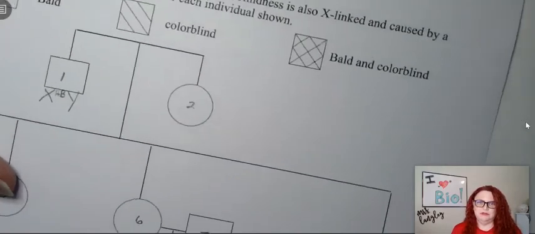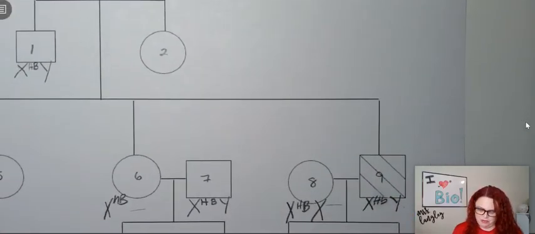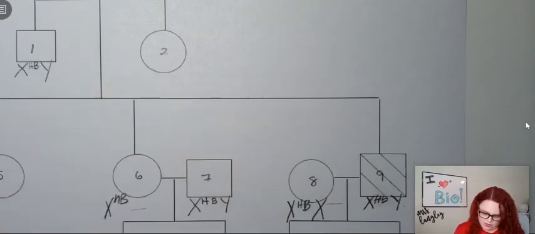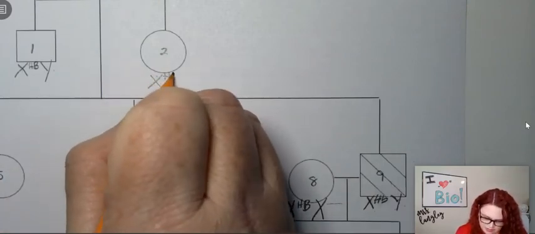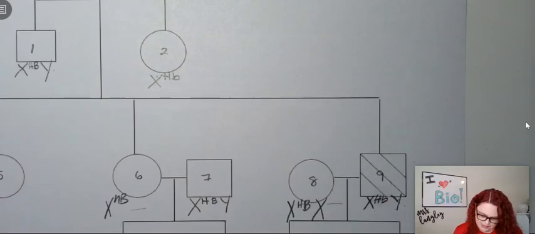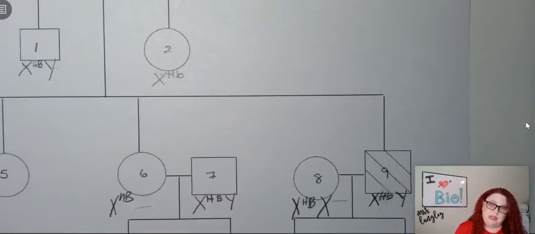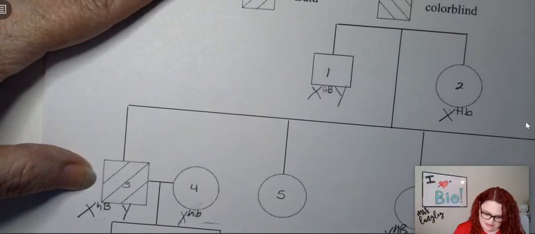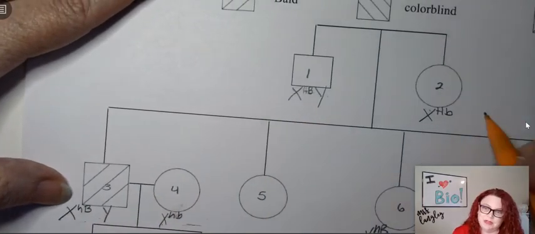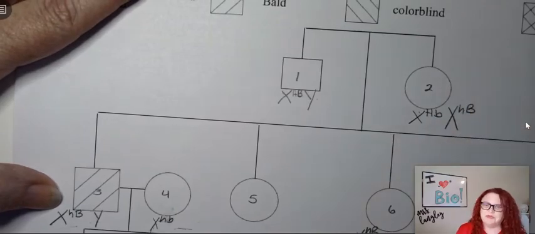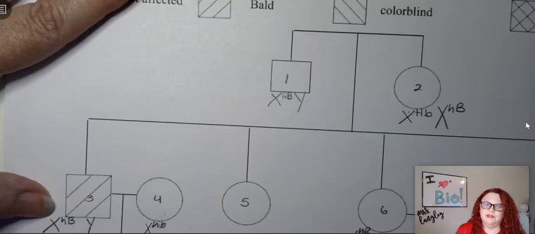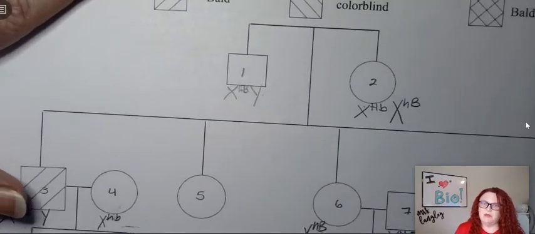So if number 9 is the son of these two, I know that the Y came from here and the X had to come from here. So that means this mom has to have an X with a big H and a little b. Okay. I know that this one has a little h and a big B. Over here, the Y came from dad, and this X had to come from mom. So X, little h, big B. Then I can start looking and working my way back down.